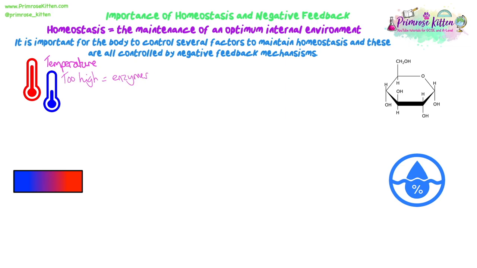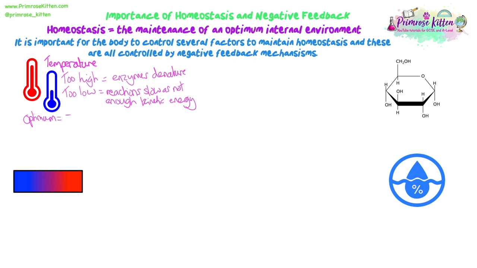So too high, enzymes can denature because obviously bonds can be broken in the tertiary structure that's holding the shape together. So therefore the substrate will no longer fit into the active site and we can't have chemical reactions. And that's obviously a problem because chemical reactions control a lot of our body processes, things like respiration. Too low is also bad as well though. So reactions will slow down when the temperature is too low because there's just not enough kinetic energy for the particles moving around for us to actually have the energy to complete those reactions. And that's also a bad thing as well.